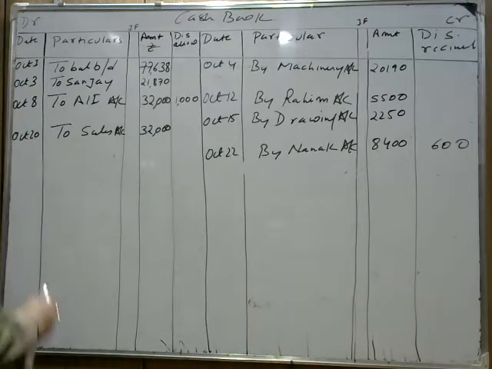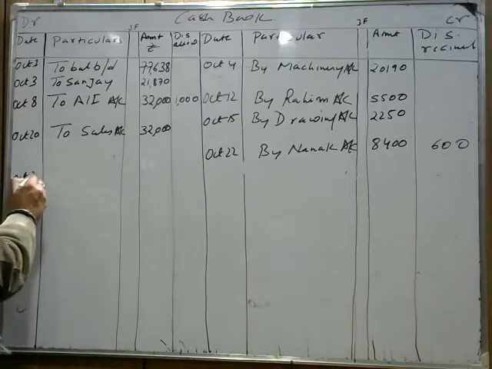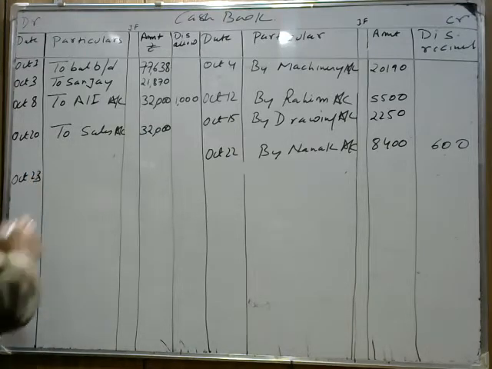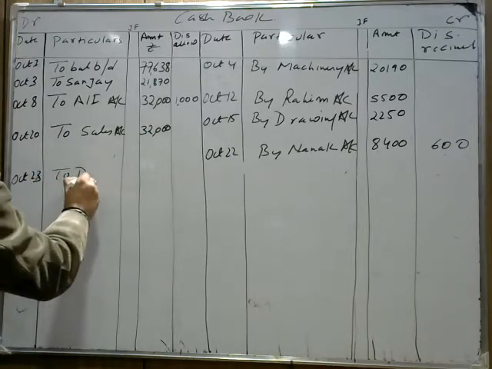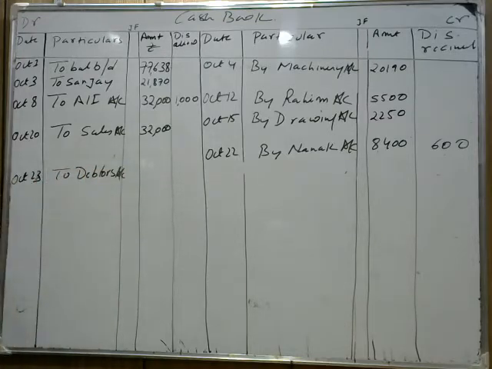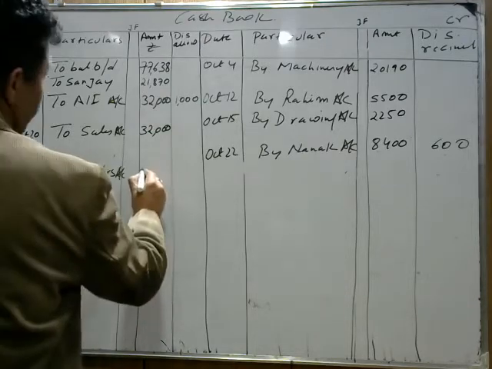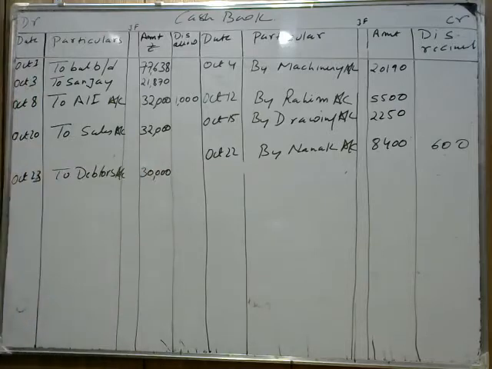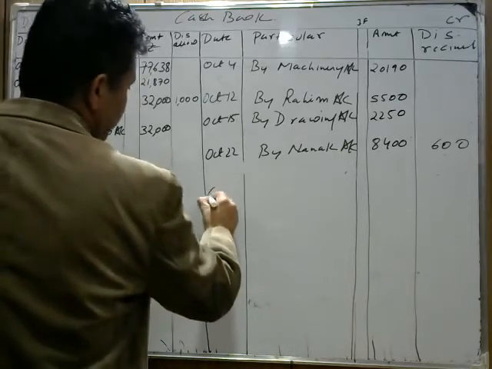Next is receipt from debtors. It's on October 23rd. So simply write to debtors account, and we are receiving money from debtors, rupees 30,000. So we write 30,000 we receive from debtor. No discount is here.